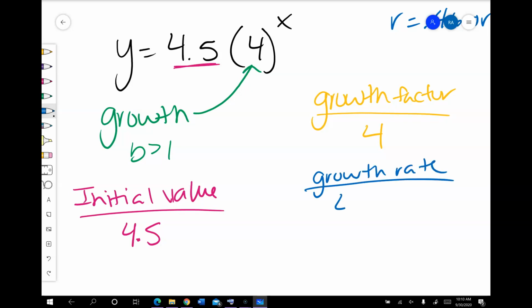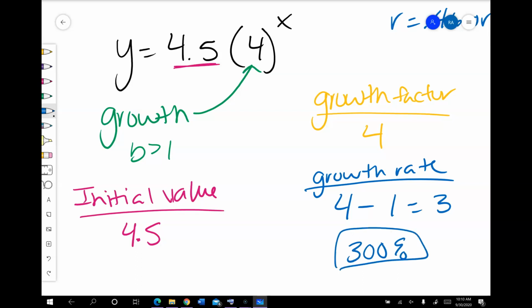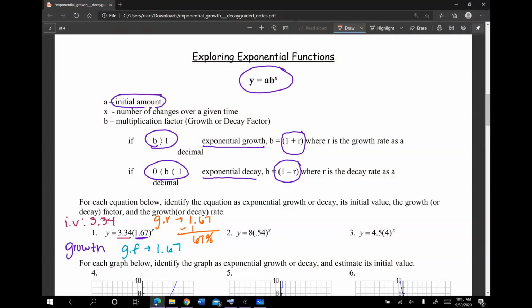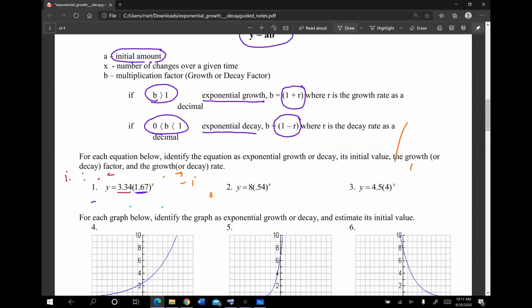Now, this is going to be a growth rate, okay? So we're going to say 4 minus 1, which is 3, okay? So you're going to say that it is growing at a 300% rate, which is fine. It's just weird. Okay? All right, let's go back. Right here. Just trying to figure out where it was. Okay. All right, so now that's looking at the equation and telling me if it is a growth or decay.